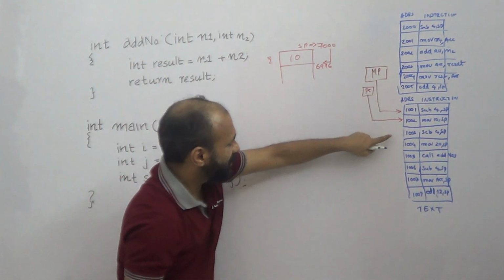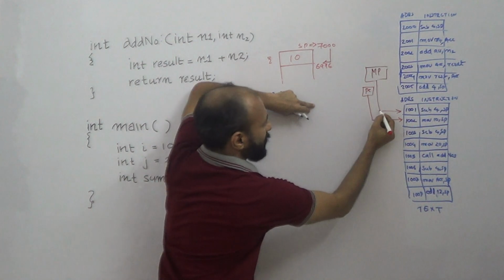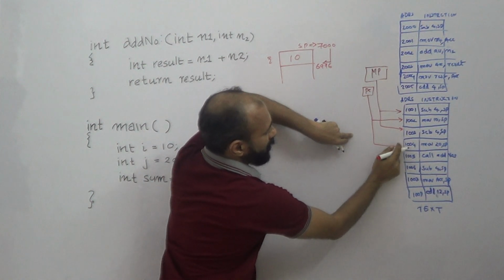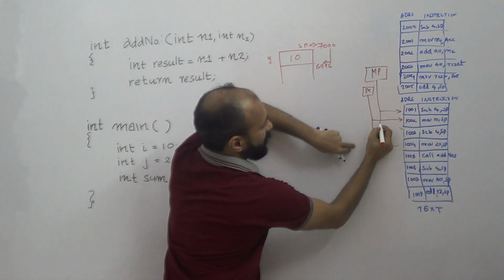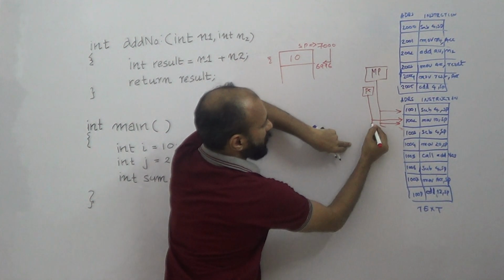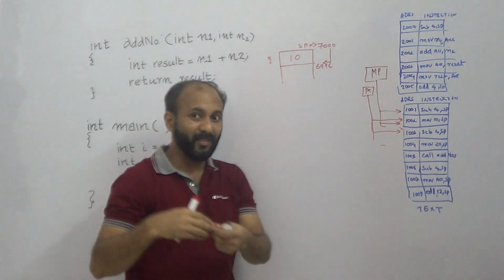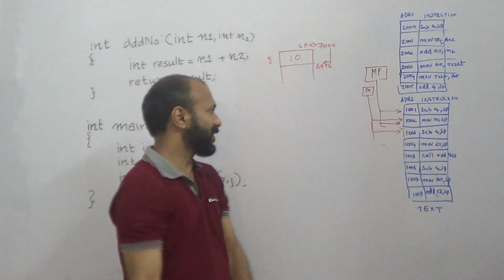Now processor is reading the next instruction. Processor is reading this one this time. Program counter is reading this instruction. So program counter is reading instructions line by line. Program counter is one step ahead compared to the processor.